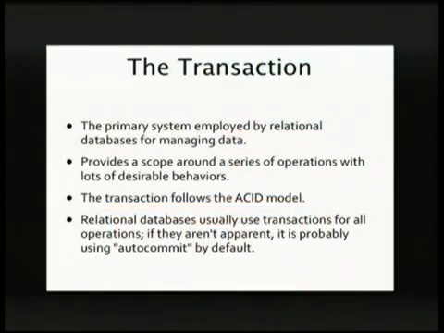Oh, one more. Relational databases usually use transactions for all operations. Like if you go to your Postgres shell and you begin entering statements, you'll see that those statements will auto-commit, but the database engine is still using a transaction behind the scenes. You just don't see them because they're auto-committing. So there's always transactions in play in most cases. They just often are auto-commit.